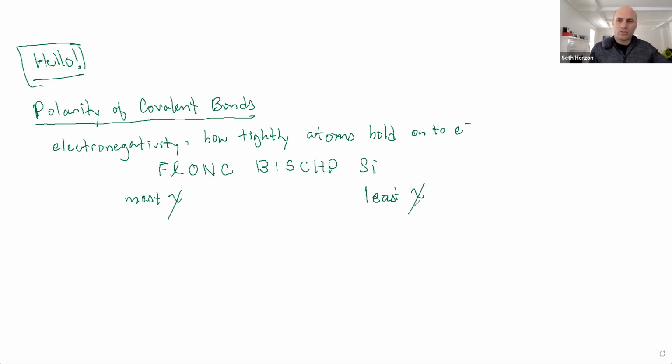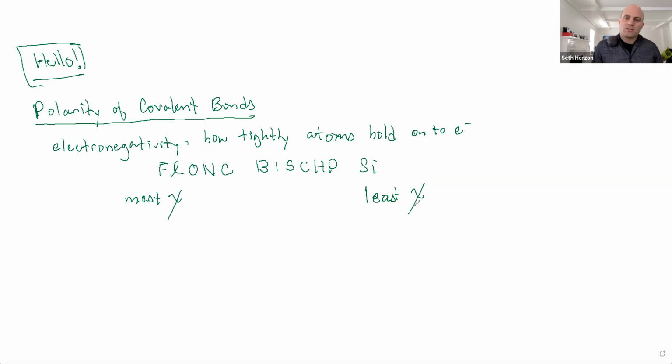And there are different electronegativity scales that one can use to quantify these, but really we just care about the relative order of electronegativity. It's not critical to know any of the actual quantitative assessments of that property.